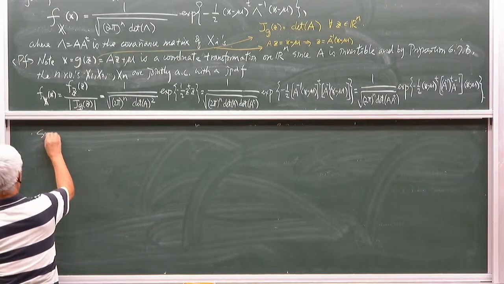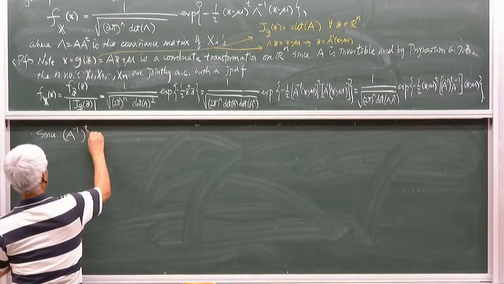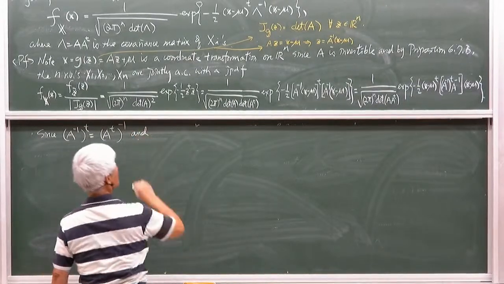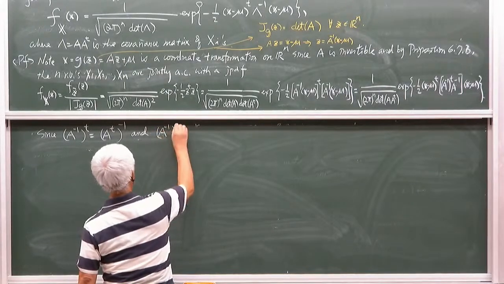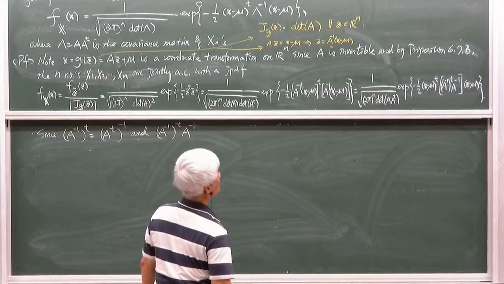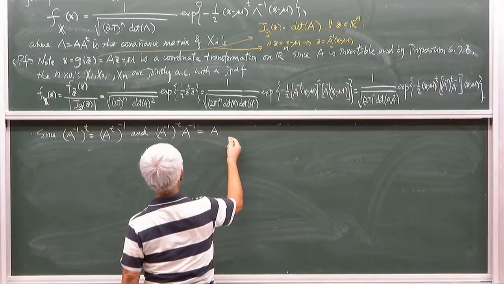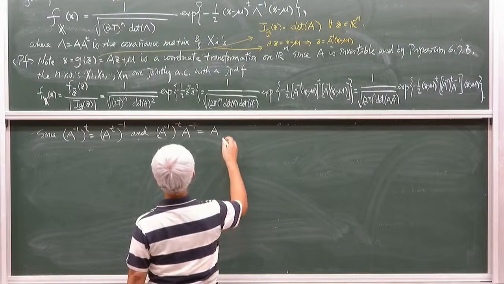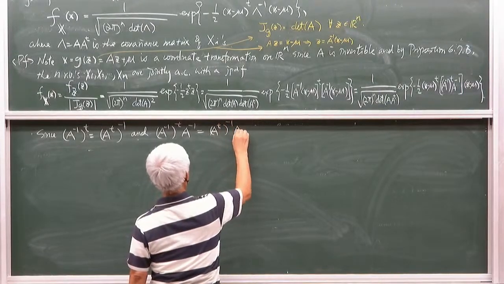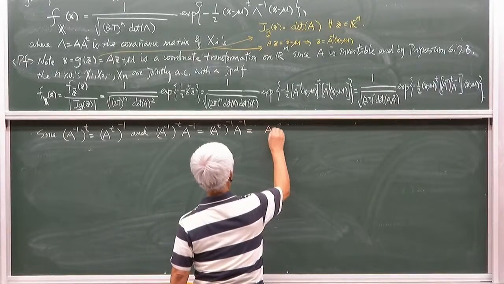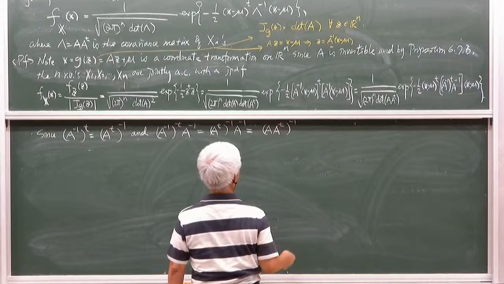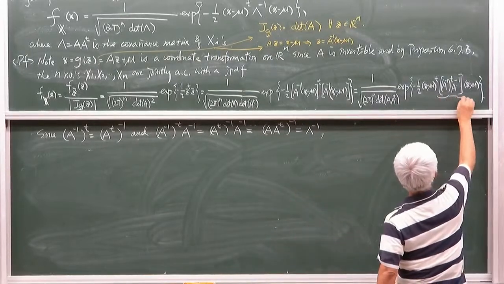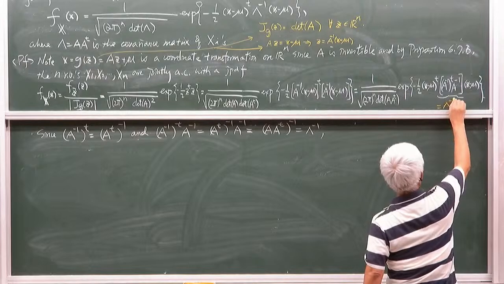Right, and since A inverse transpose is equal to A transpose inverse, A inverse transpose times A inverse is equal to A transpose inverse times A inverse, which is the A transpose inverse. So this is lambda inverse here. So this is actually equal to lambda inverse.